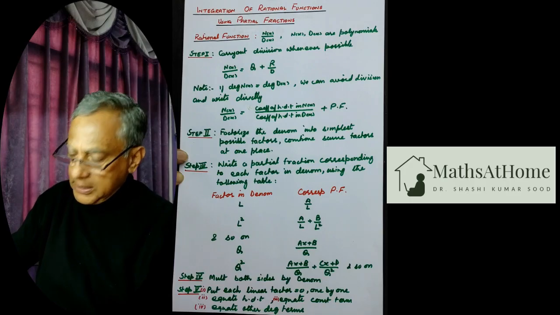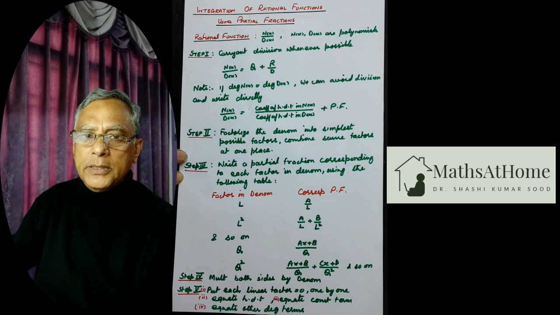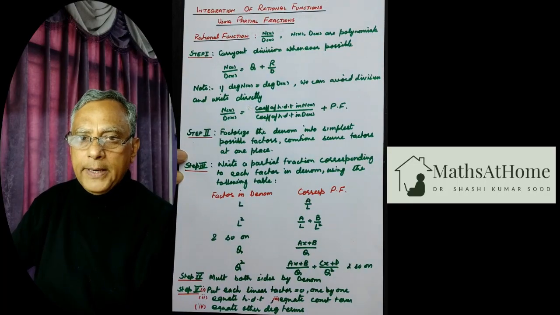And if still some constants are left, then we will equate the other degree terms. First will be put each linear factor equal to 0, 1 by 1.